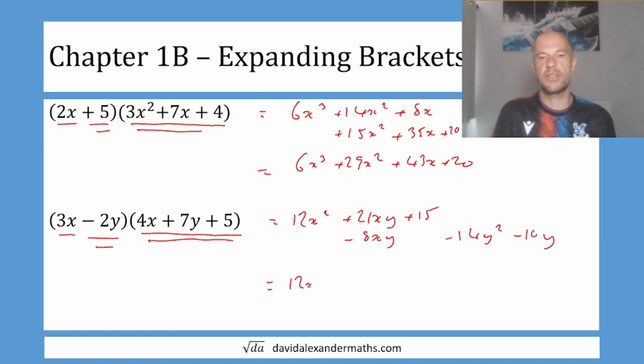So I've got 12x squared, 21 take away 8, again one of those awful calculations which I always seem to struggle with, so that's the same as 20 take 7, which is 13, so that's plus 13xy plus 15x minus 14y squared minus 10y. Any order doesn't really matter.